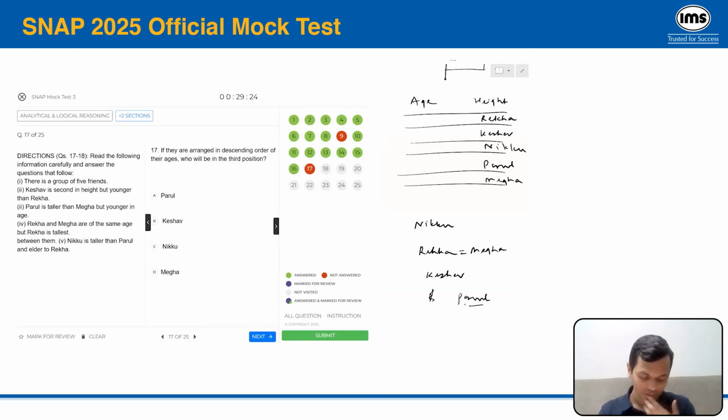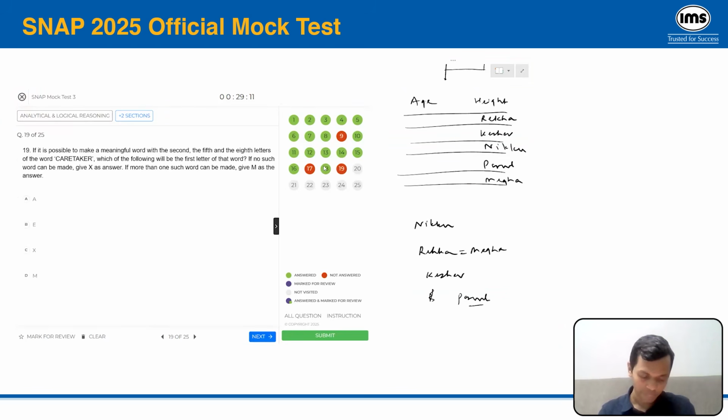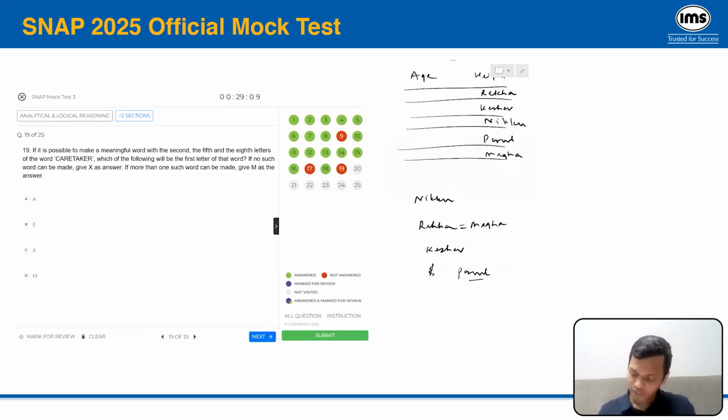Rekha and Megha are of the same age. So anyway, I may be doing something wrong. Ascending order of the height. Okay, who will be at the fourth position? Keshav. We'll come to this later sometime.